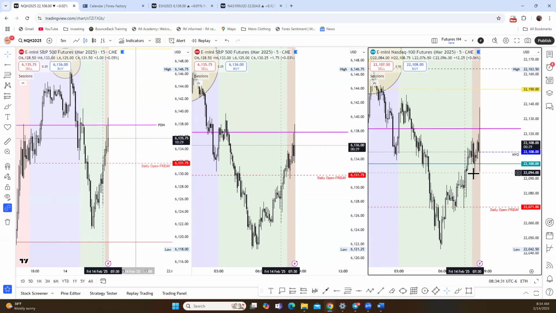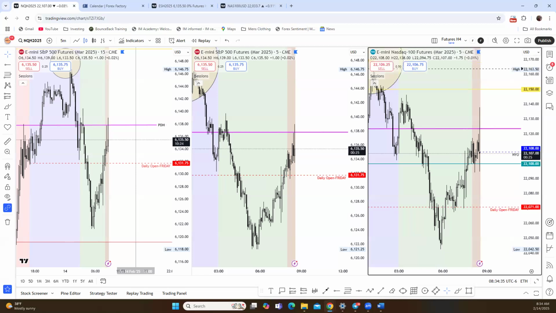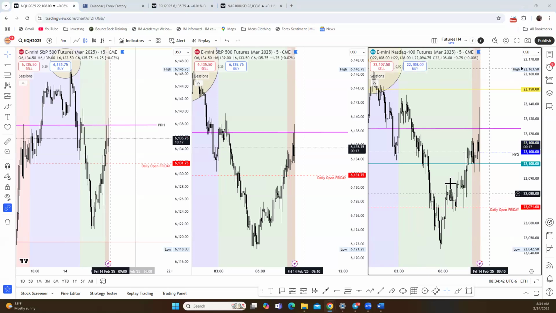Now they never took that 5 minute low, if you're using 5 minute lows as your risk. So they haven't taken that yet on a futures trade. That should be fine. Stay patient.